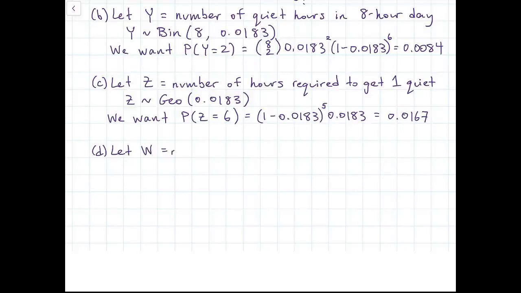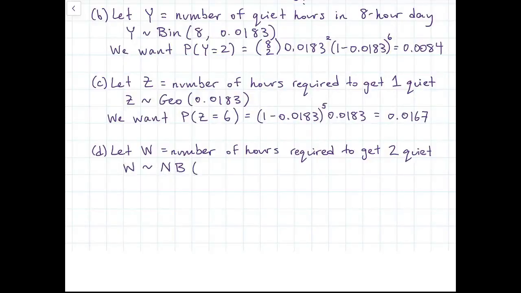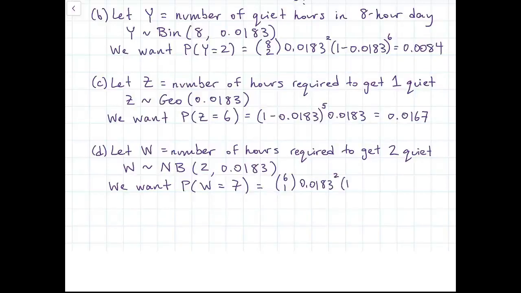Finally, for D, let's let W equal the number of hours required to get 2 quiet hours. And now similarly, we can see that W is going to be negative binomial with parameters 2 and 0.0183. And we want the probability W is 7. So again, we can plug into our probability function and end up with the result of 0.0018.